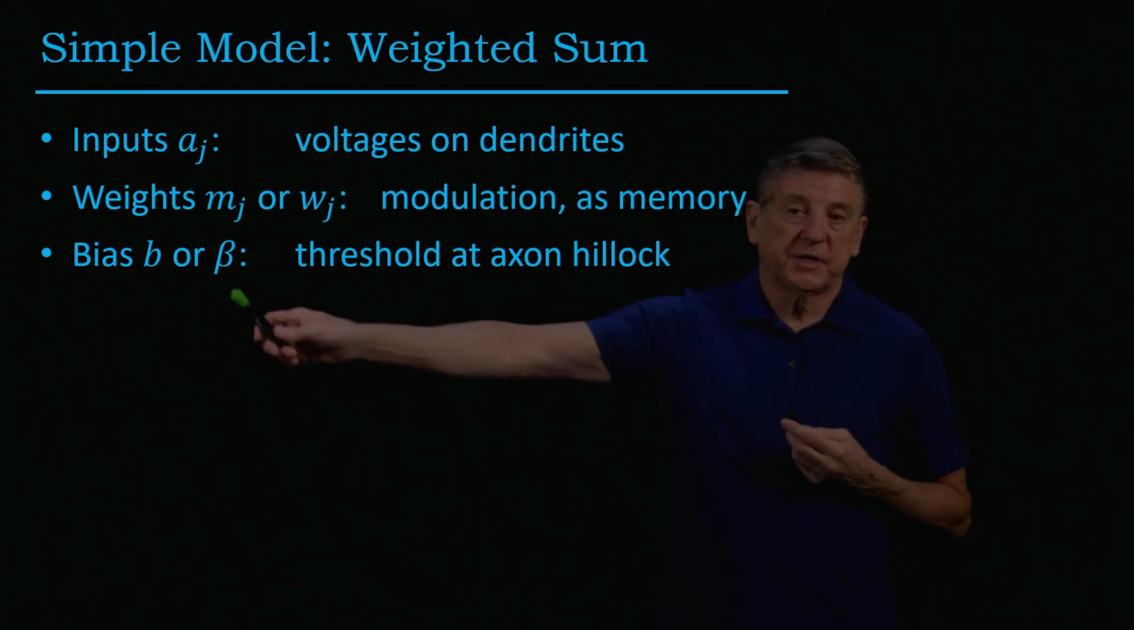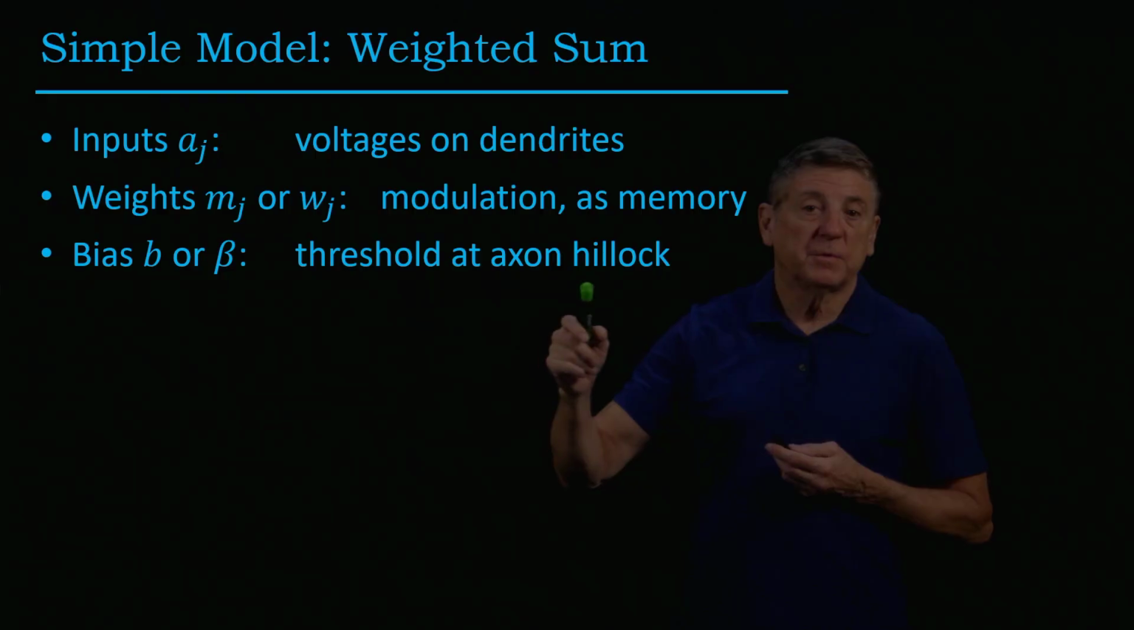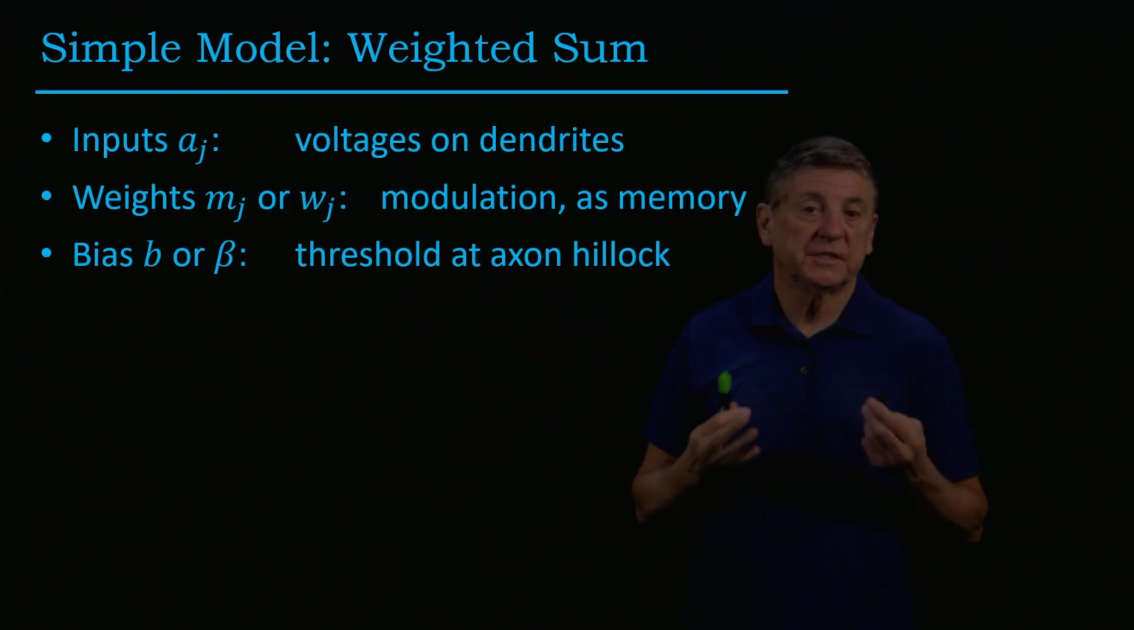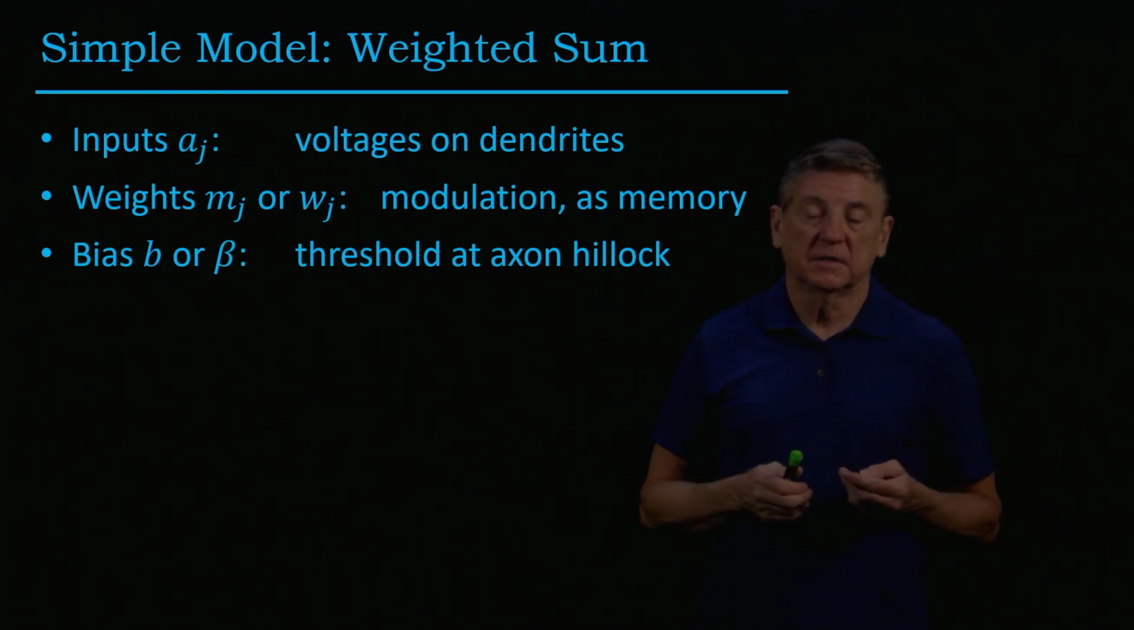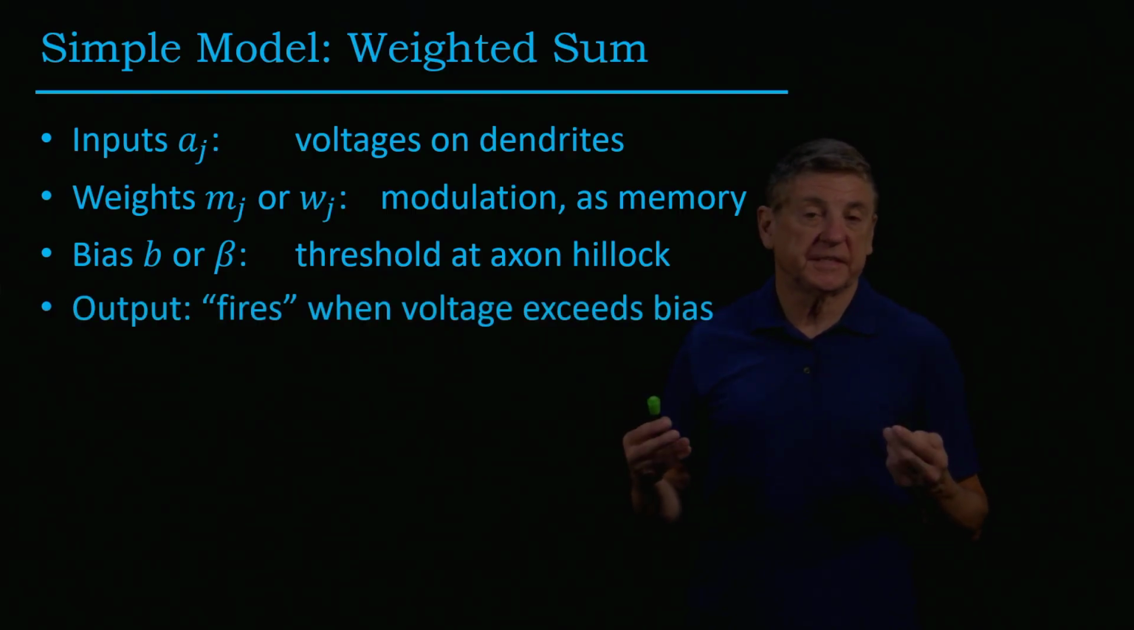The bias, which is in cell terms beta and in linear algebra b, represents the threshold that we see at the axon hillock of our simple neuron, and the output occurs when the summed voltage exceeds the bias.